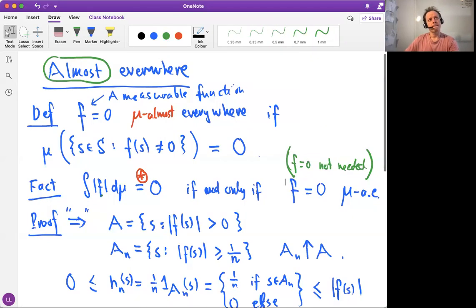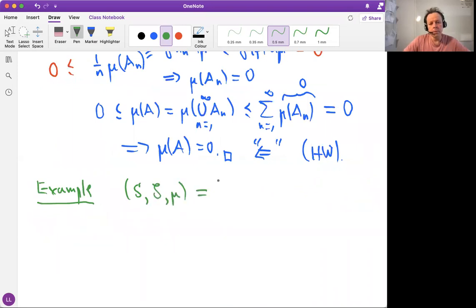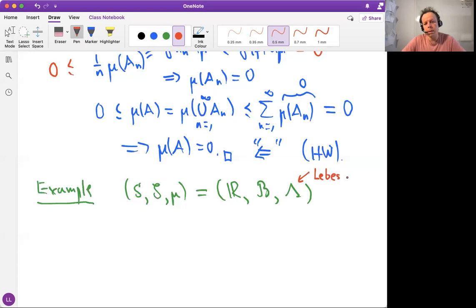So, what would be this example? Let's do one example. Think about a concrete example where our space that we are studying is the real line. Let's take the Borel sets now, and let's take the Lebesgue measure on the real line. Let's remember lambda is the Greek letter L, and that L stands for Lebesgue.